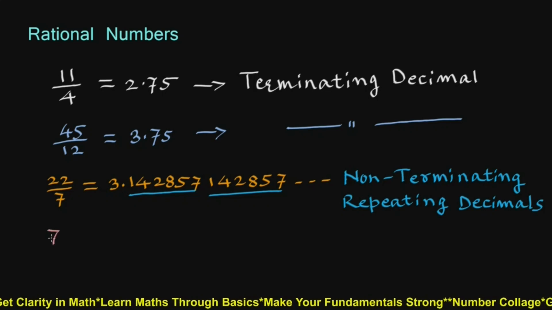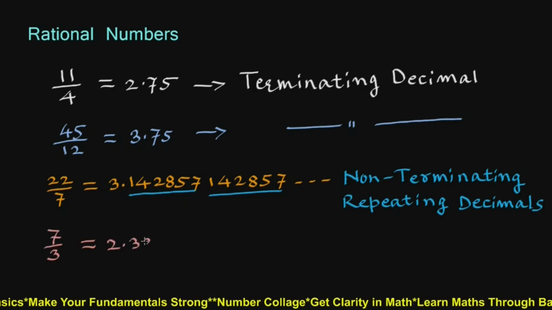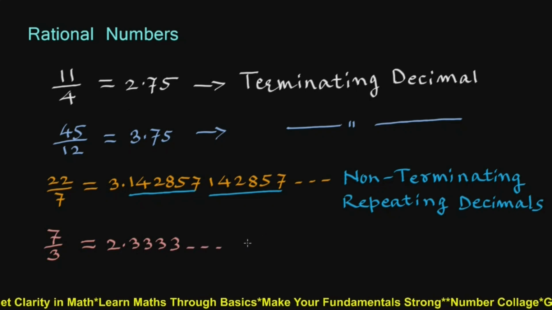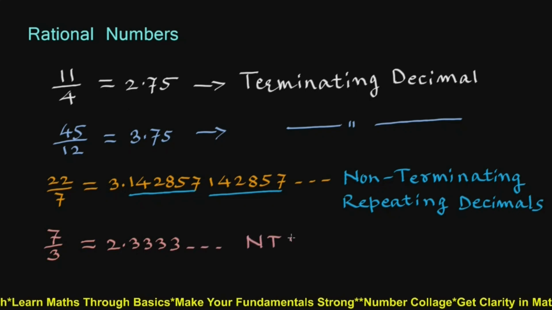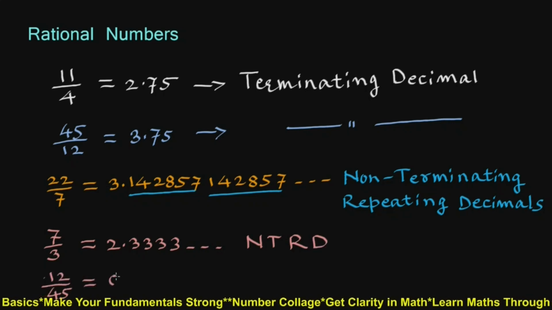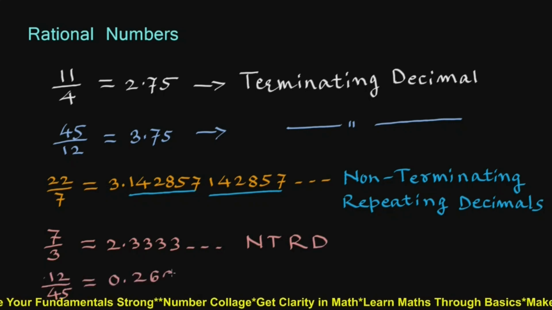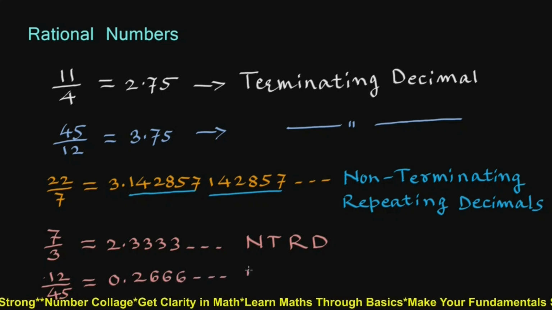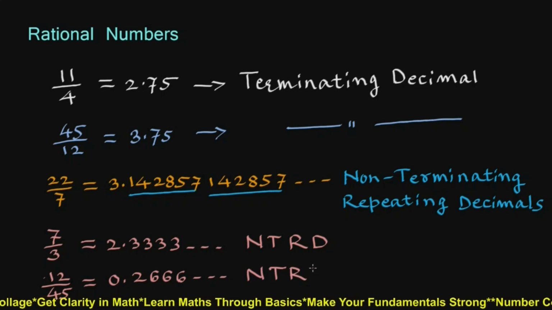7 upon 3 is 2.3333 up to infinity, which is also a non-terminating repeating decimal. 12 upon 45 is 0.2666 up to infinity, which is also a non-terminating repeating decimal.